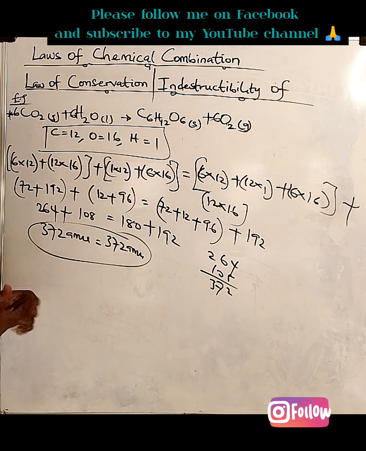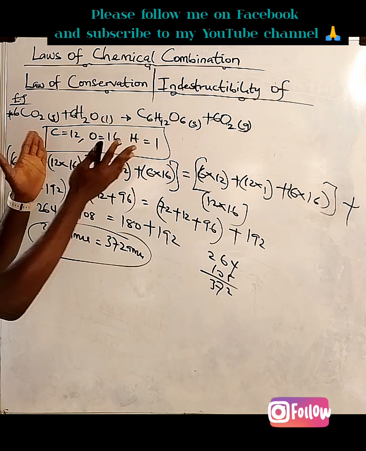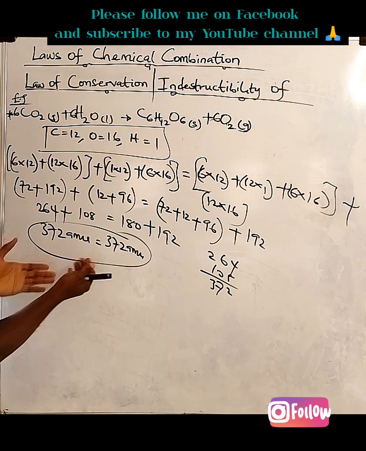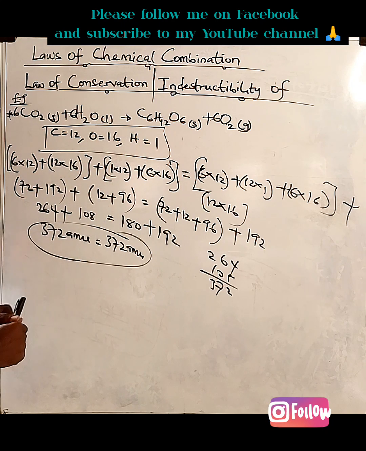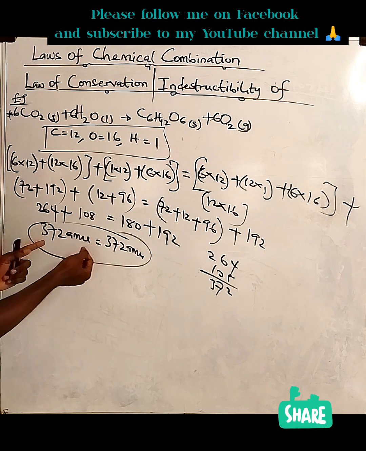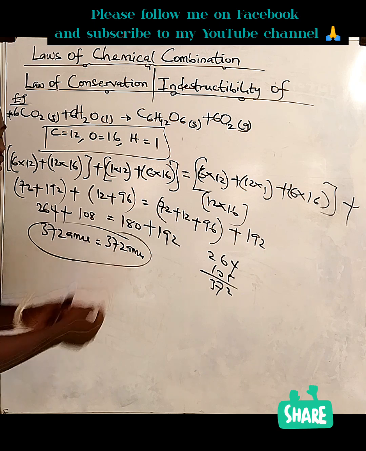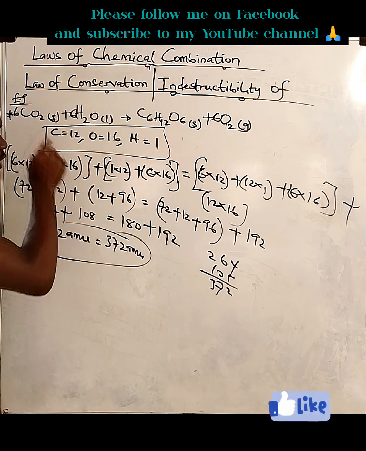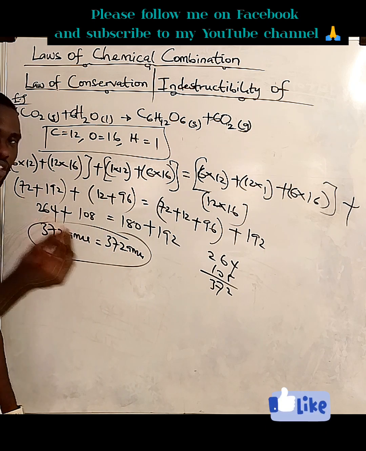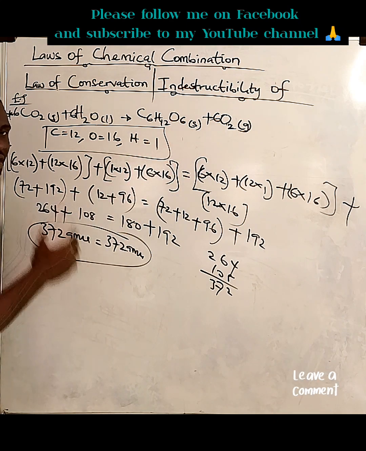So it means this very equation here, this photosynthetic equation, obeys the law of conservation of matter. Now, how do you get to know that? The summation of the masses of the reactants here is the same as the summation of the masses of the product. It means none of the reactants, as per their constituents, changed in the final product. It means this law is obeyed as simple as ABC.